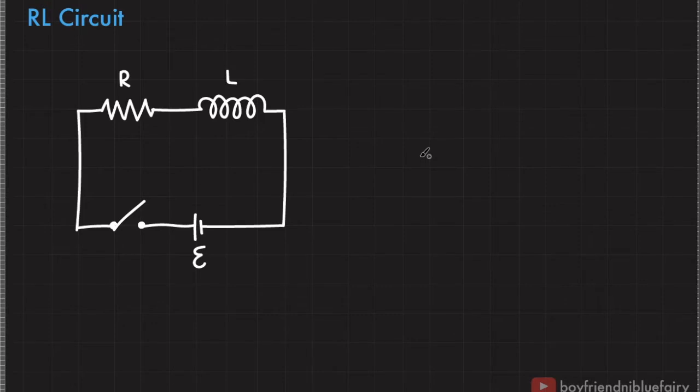A circuit that contains a resistor and an inductor is called an RL circuit. A resistor is described by its resistance and an inductor is described by its self-inductance. When this switch is closed, the current flowing through the circuit increases rapidly until it reaches a steady value.